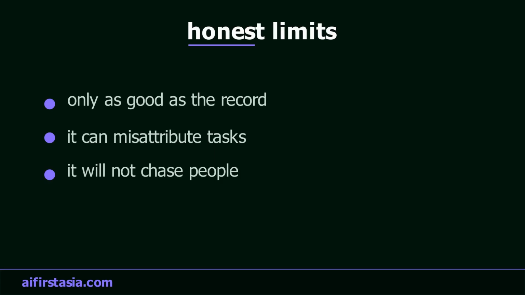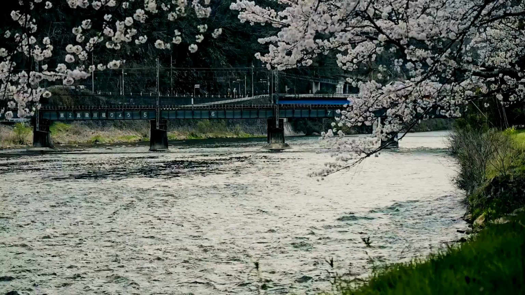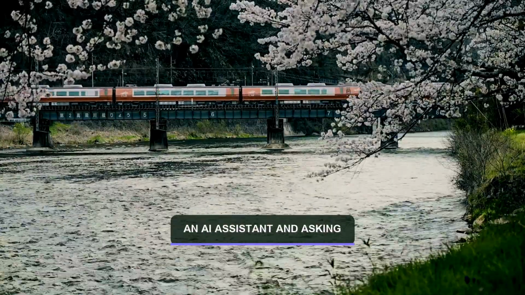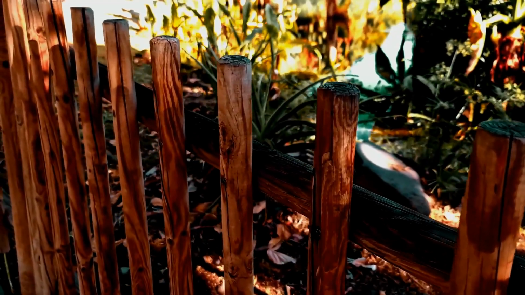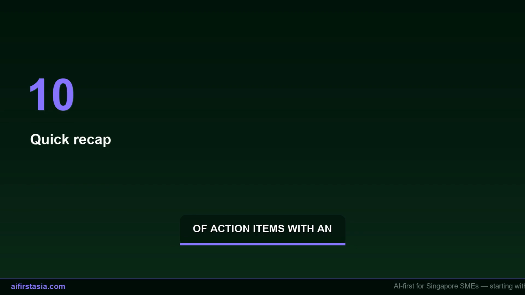Quick recap. Let me pull it together. Level 0 is a meeting that ends and evaporates. Notes nobody reads and action items nobody tracks. Level 1 is handing the record of the meeting to an AI assistant and asking it for two things: a clean summary of the decisions and a clear list of action items with an owner and a deadline for each.